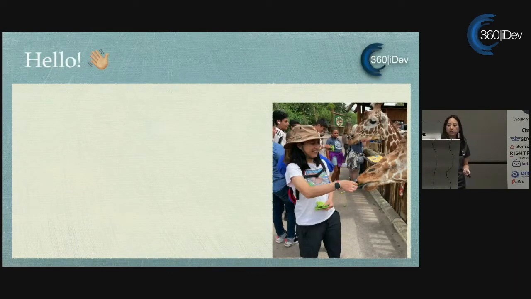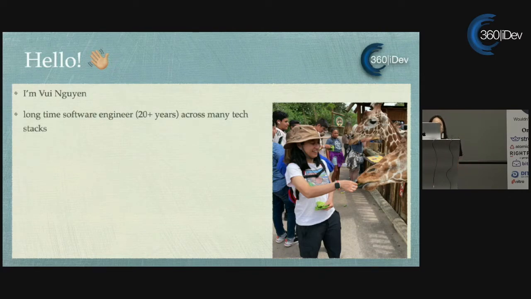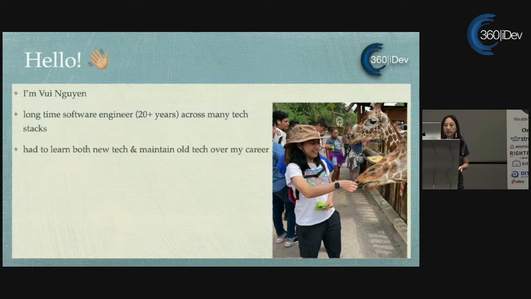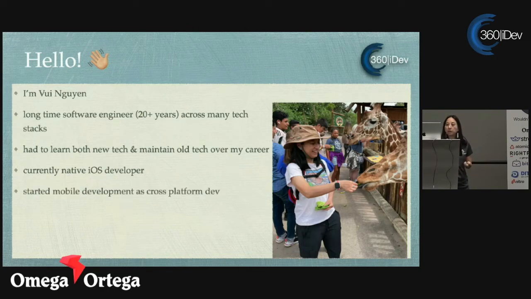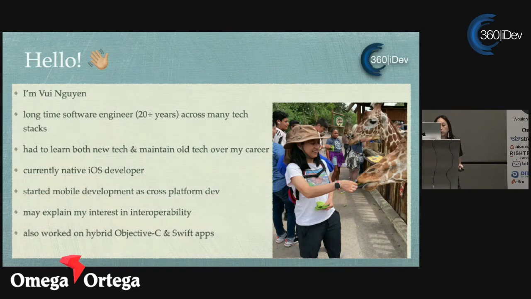But before we get much further, let me introduce myself. Again, I'm Vui Nguyen. I'm a longtime software engineer, worked across many tech stacks for 20+ years. And over that time, I had to learn both new technologies and maintain old technologies. I'm currently a native iOS developer, but I started my mobile development career as a cross-platform dev, which may explain my interest in interoperability. And I've also worked on hybrid Objective-C and Swift apps. I also enjoy feeding animals at zoos.